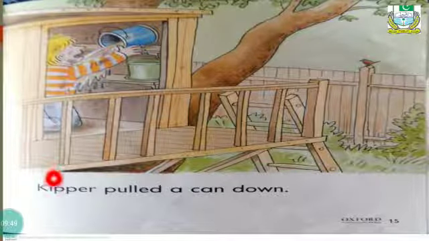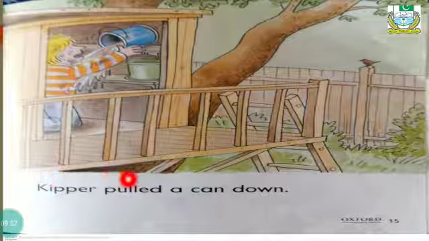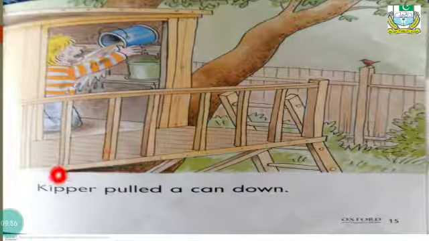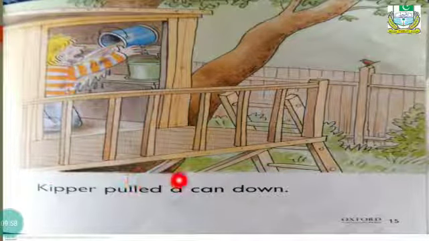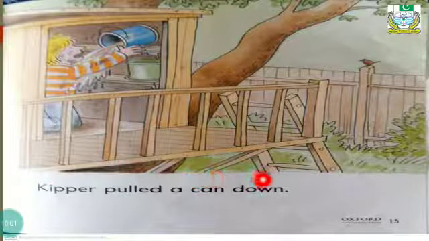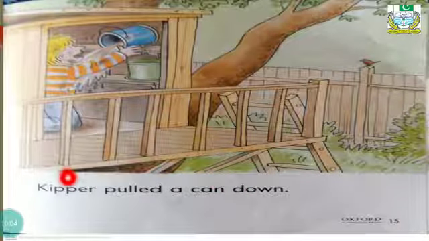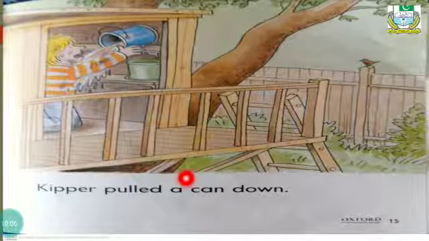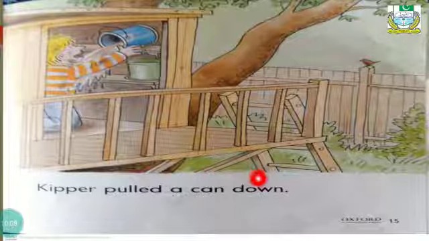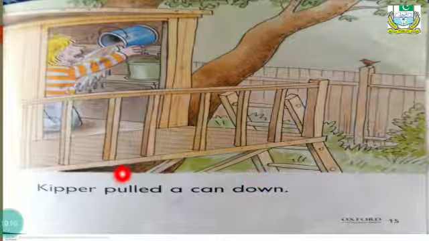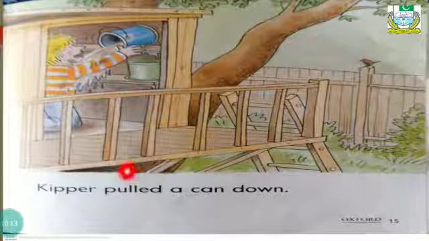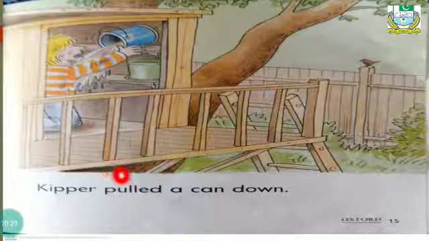Naughty Kipper. Kipper pulled a can down. Okay. So you're going to circle. Pulled is a verb. Kipper pulled a can down.